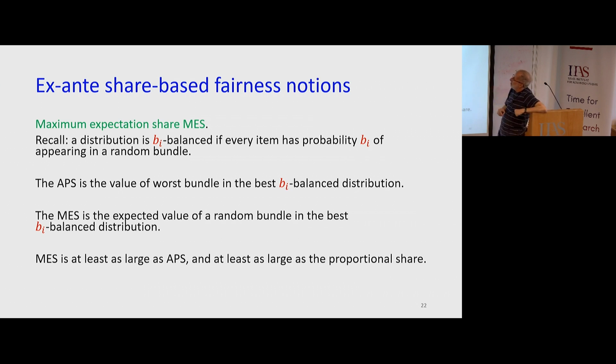Okay, so we'll introduce an ex ante share-based fairness notion, and we already saw something like this, the maximum expectation share. We defined it for equal entitlement, so let me give a different, not equivalent, definition that also applies to unequal entitlement. We call a BI balanced distribution over bundles one in which every item has probability BI of appearing in a random bundle. Recall that the APS is the value of the worst bundle in the best BI balanced distribution. So the maximum expectation share is the expected value of a random bundle in the best BI balanced distribution.